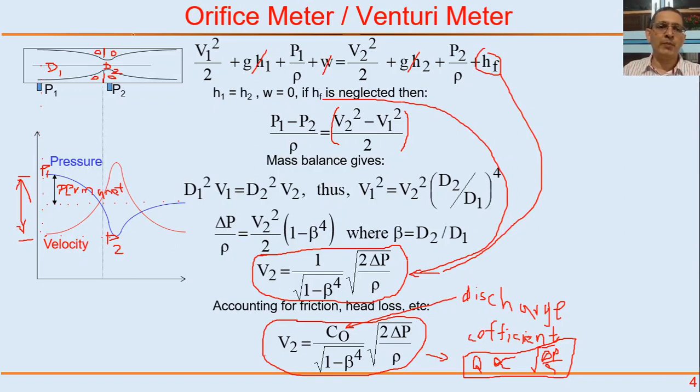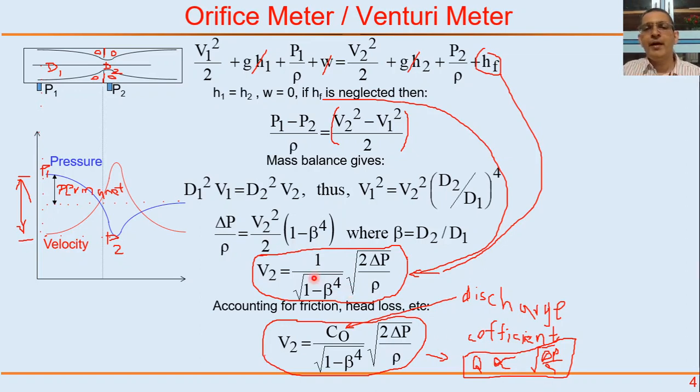Now, this permanent pressure drop can be very large. So a couple of things we need to discuss. First of all, suppose beta is something like 0.3, 0.2. Then this square root of 1 minus beta raised to 4 can be almost equal to 1. So sometimes we can even neglect this, and typically in valves we neglect that because beta is very small.